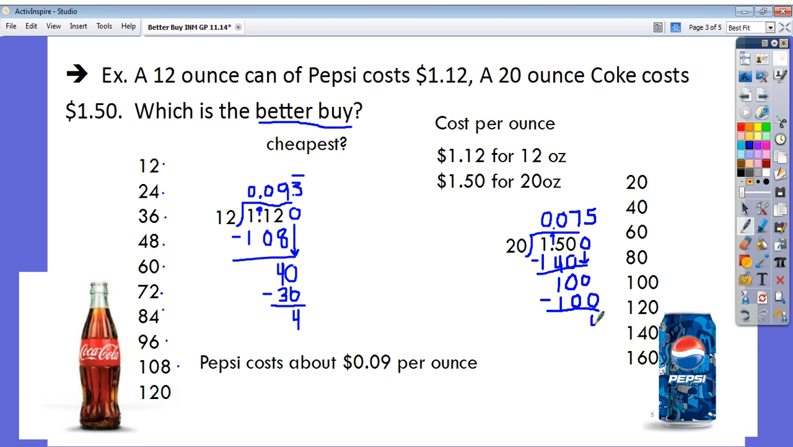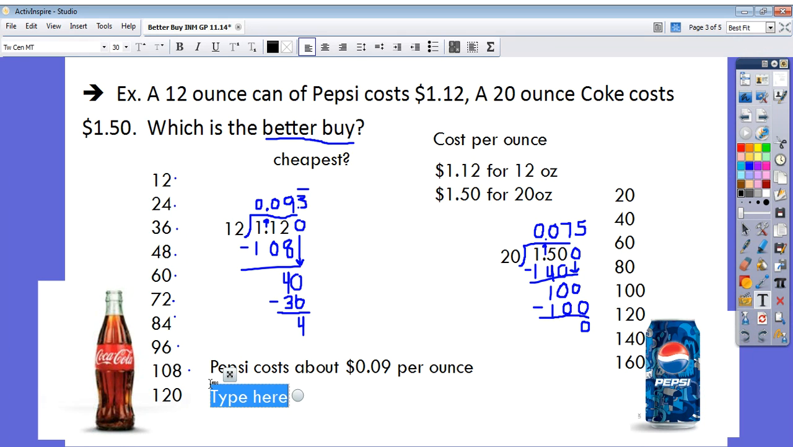Okay. So again, when we talk about money, this place value doesn't exist. But this 5, if I want to round, this 5 tells me I need to bump this up to the next number, which would bump up to an 8. So that means Coke costs about 8 cents per ounce. I was looking for which one was cheaper, and Coke is 1 penny less per ounce.